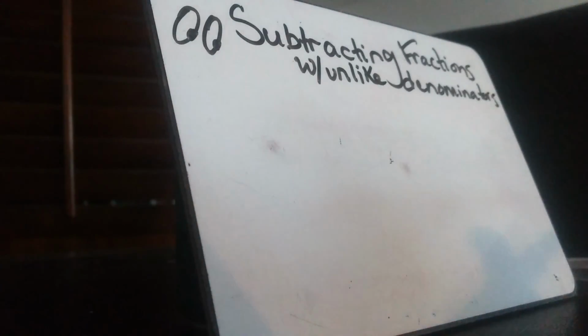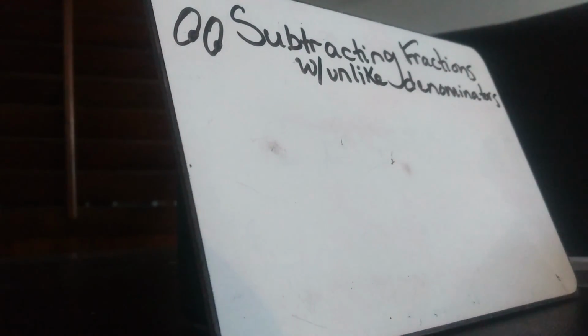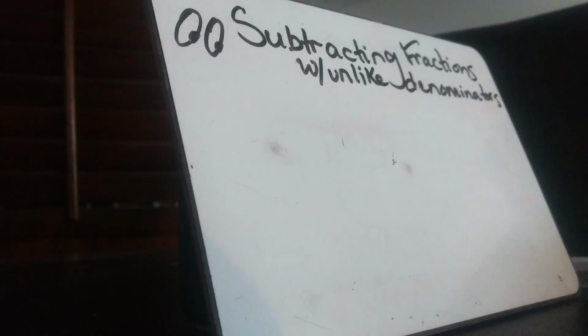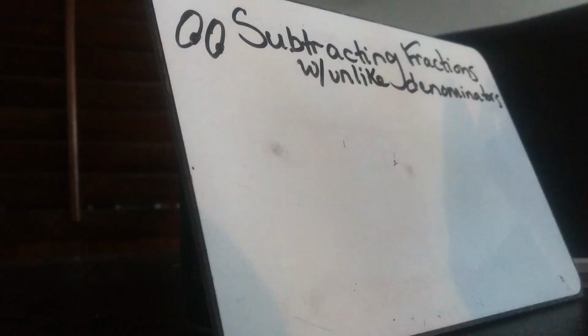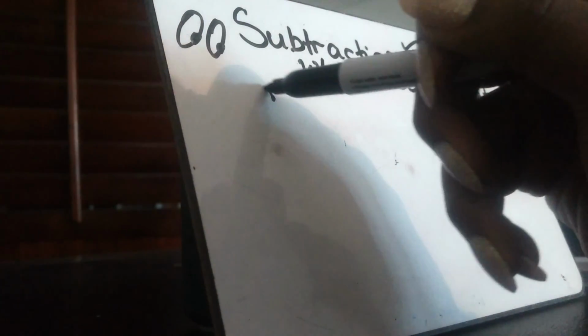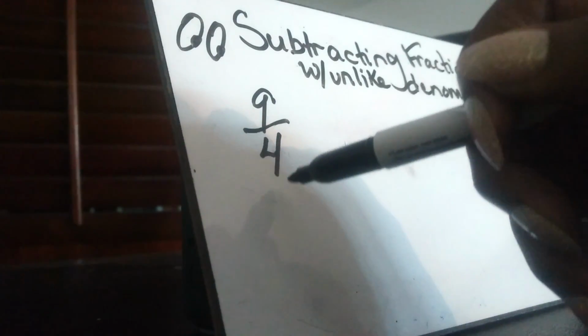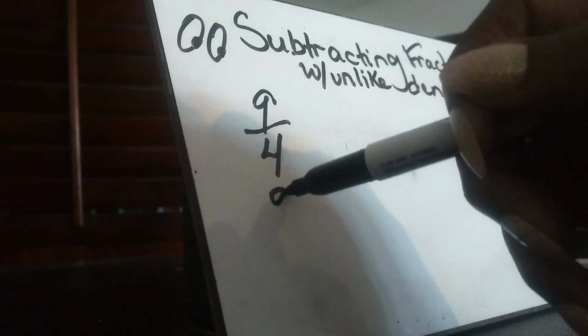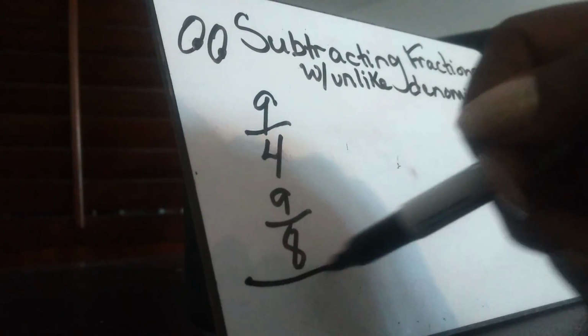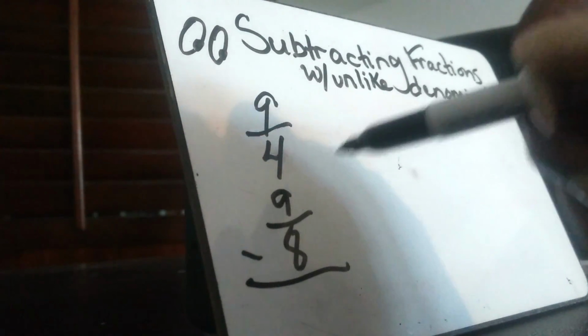Okay, so International Academy of Excellence video on subtracting fractions with unlike denominators, okay? So let's say you have 9 over 4 minus 9 over 8, which is basically 9/4 minus 9/8.